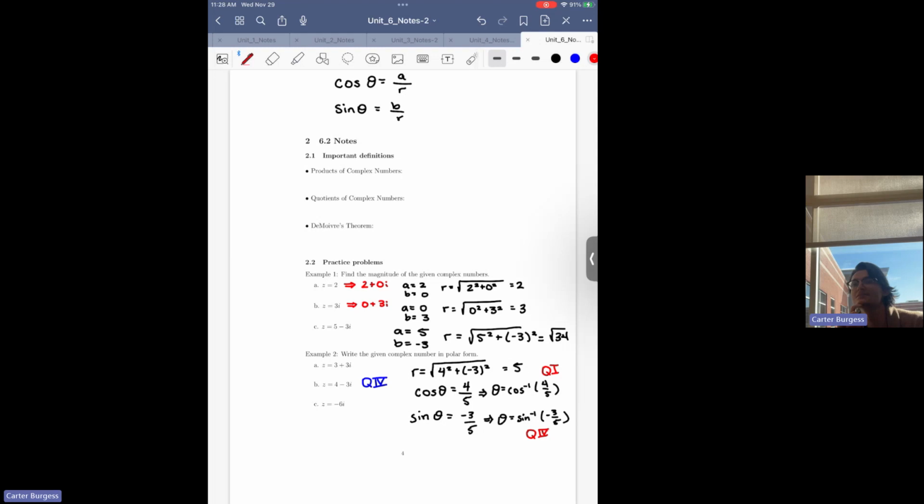How do you know which quadrant? That's a definition. That was what we did way back at the end of Unit 4, where we were looking at our inverse trig functions and determining where sine would spit us out, where cosine would spit us out, where tangent would spit us out.